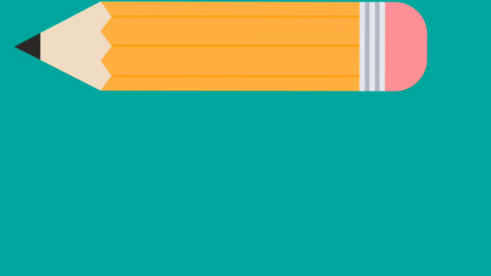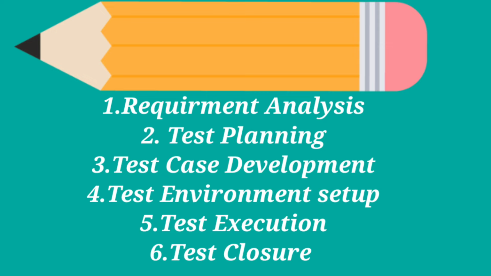There are six very important phases of the testing life cycle, so I'm going to explain all of them in detail. We will start with the first step, requirement analysis. Then the second one is test planning. Then the third one is test case development. The fourth one is test environment setup. Then the fifth one is test execution. Then the sixth one is test closure. So first step, requirement analysis.